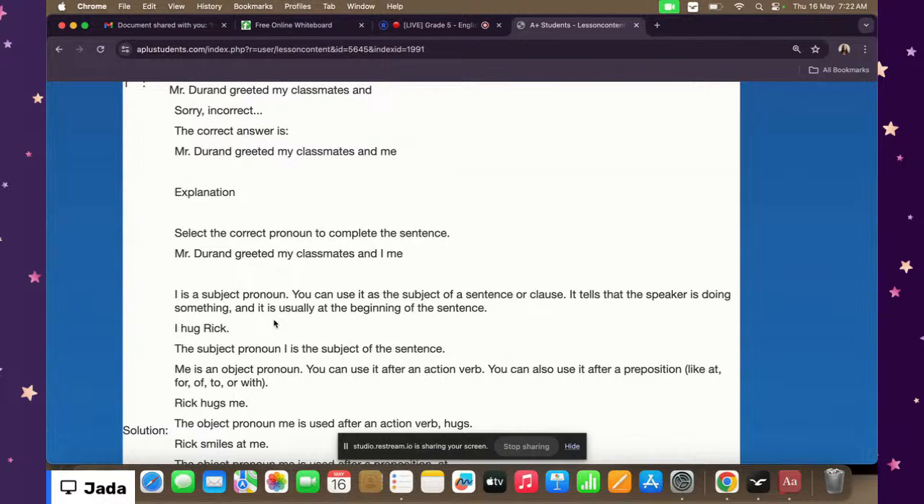I is a subject pronoun. You can use it as the subject of a sentence or clause, like we said in the other part. It tells that the speaker is doing something, and it is usually at the beginning of the sentence. So of course, I is the subject pronoun and is the subject of the sentence. So let me highlight it for us.